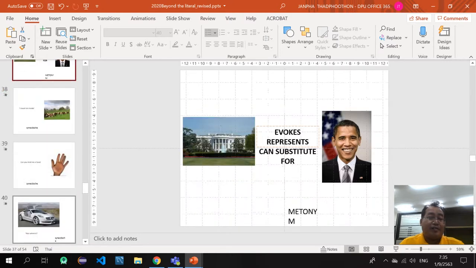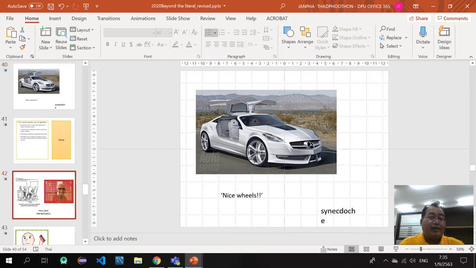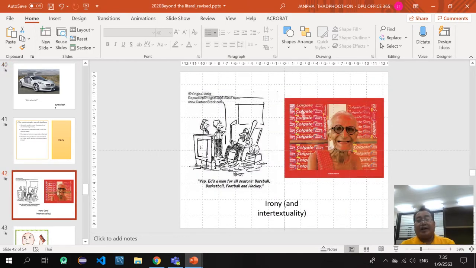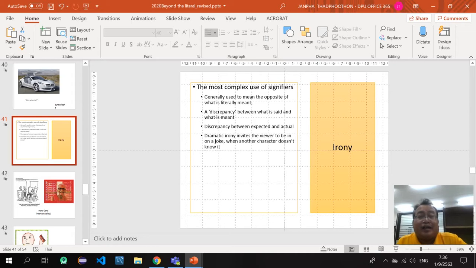Okay, and we also have irony and intertextuality. It can be visual. This is an irony, you see. This person has no teeth, so he or she cannot be a presenter for a brand of toothpaste, for example. So irony is pretty complex. It is the complex use of signifiers. In order to understand irony, you have to understand other signs and the situation that you are in.